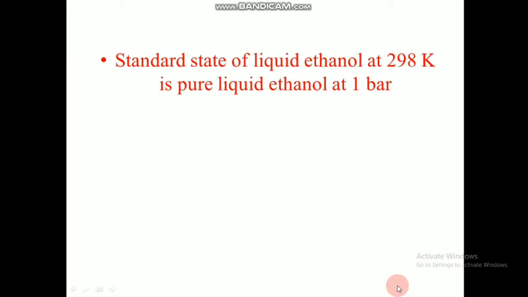So the standard state of liquid ethanol at 298 Kelvin is pure liquid ethanol at 1 bar. So this is an example of a standard state of a substance. For the standard state of liquid ethanol, we sometimes mention the temperature, but even without mentioning it, we can tell it's a standard state. So that is important: pure liquid ethanol without any impurity at 1 bar pressure. Then we can tell it is in the standard state.